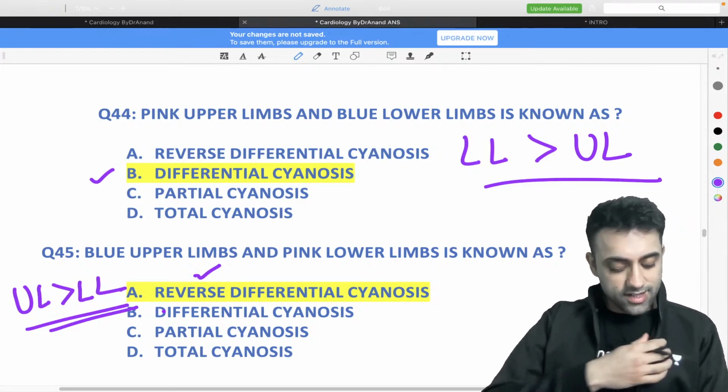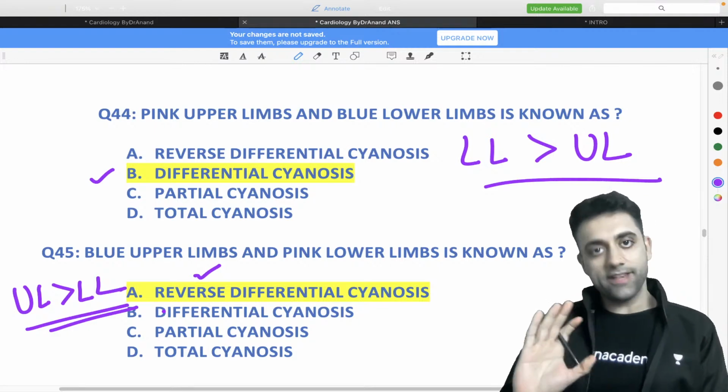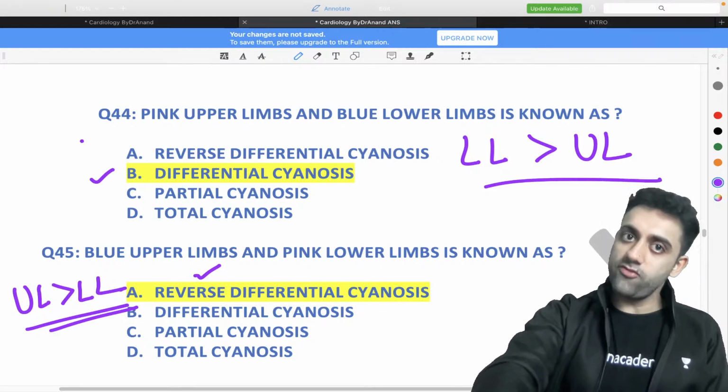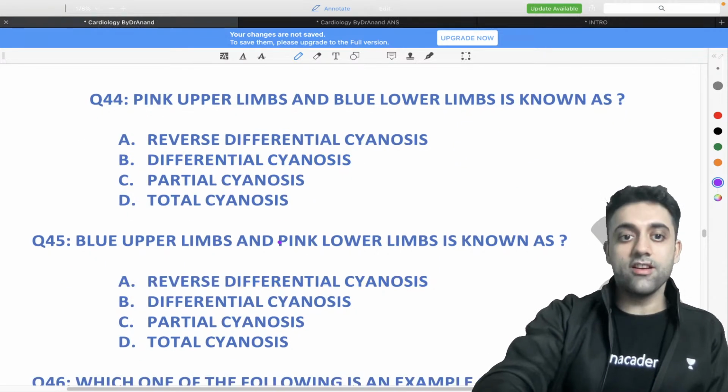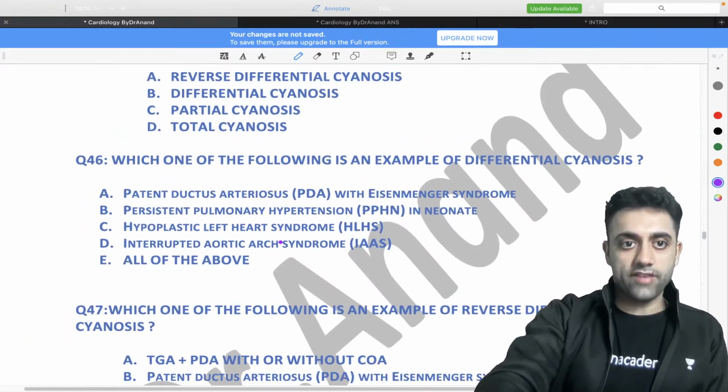Reverse differential cyanosis. Yes, the keys of my car I have only right now. XUV, BMW we will buy one day. Right now I have this. Okay, so question number 44 and 45 is over.